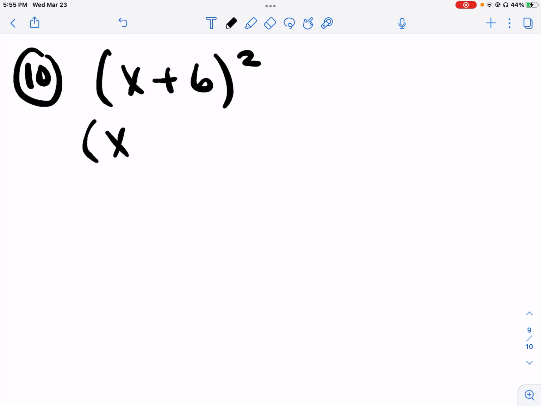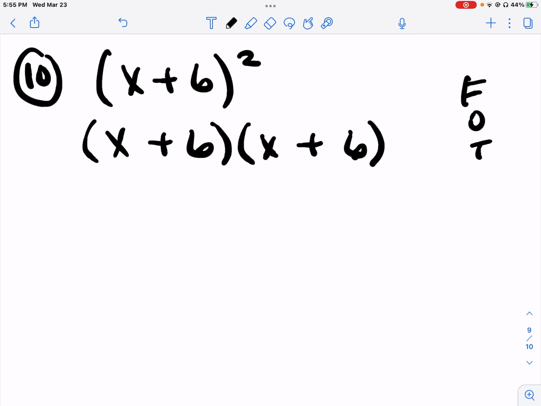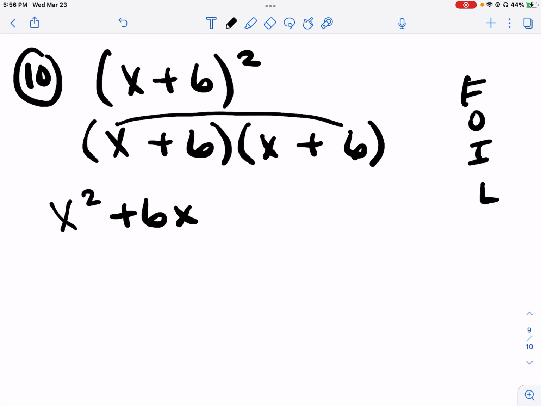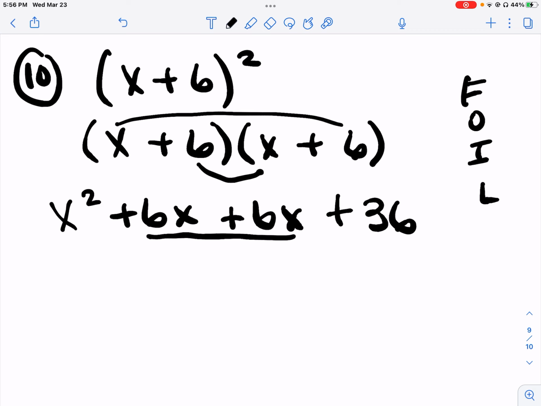Square means times itself, so we write the thing twice. And so this is still FOIL. First, x times x. Outside, x times 6. Inside, 6 times x. Last, 6 times 6. 6 plus 6 gives us 12x.